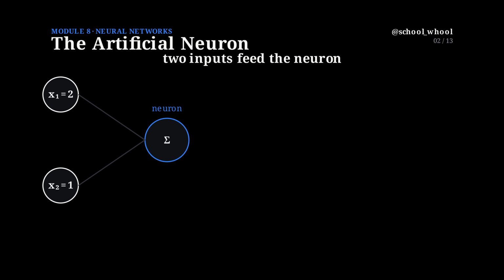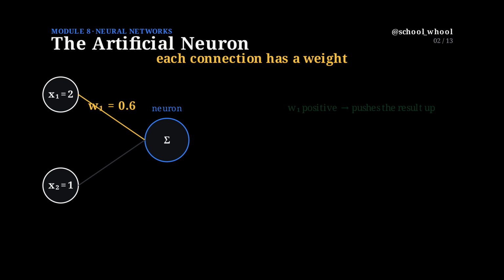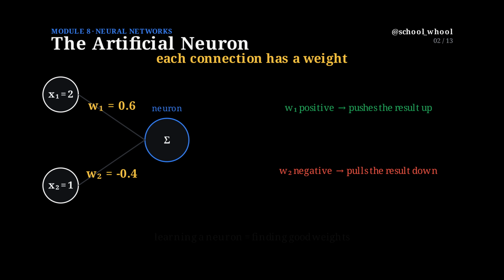Every connection into the neuron carries a weight, and the weight decides how much that input counts. Our first weight is 0.6. It's positive, so this input pushes the result up. The second weight is minus 0.4. It's negative, so this input pulls the result down. Here's the key idea. Training a neuron simply means searching for good weights.